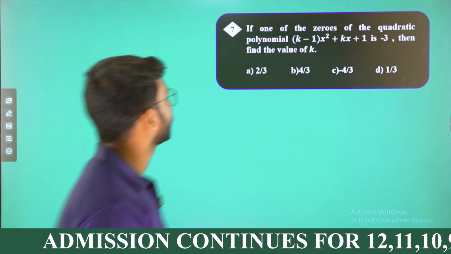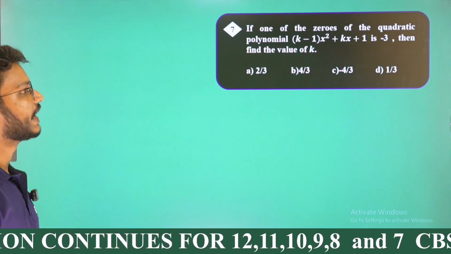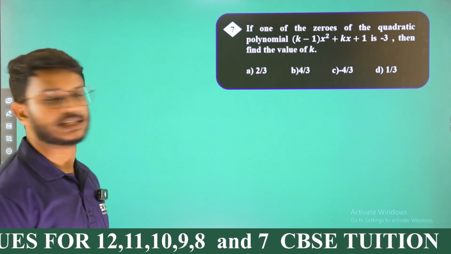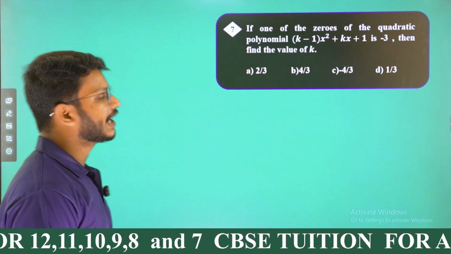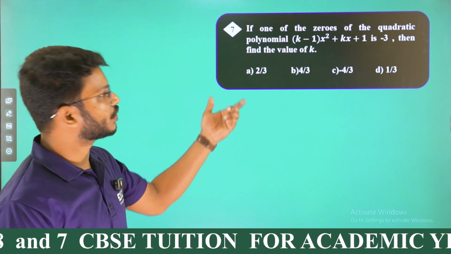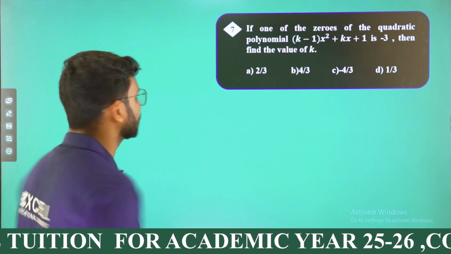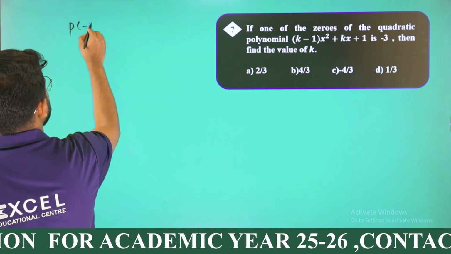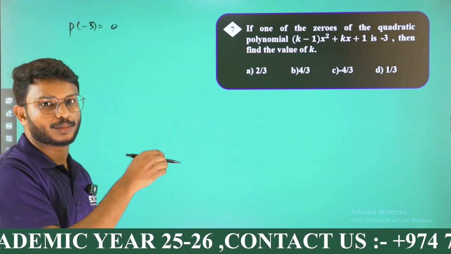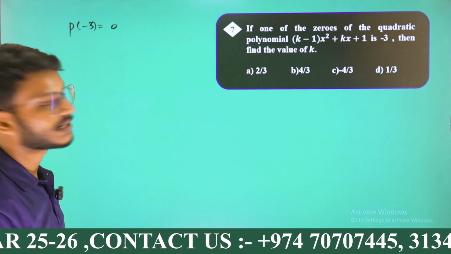7th question. If one of the zeros of the quadratic polynomial (k minus 1)x square plus kx plus 1 is negative 3, then find the value of k. So we have to find the value of k here. One of the zeros is given. So minus 3 is a zero of the polynomial, which means p of minus 3 will be equal to 0. If minus 3 is a zero of the polynomial, we can say p of minus 3 will be equal to 0. So we can substitute minus 3 for x, right?